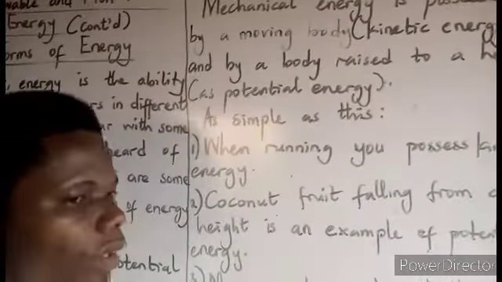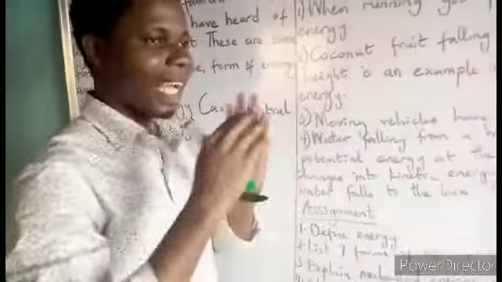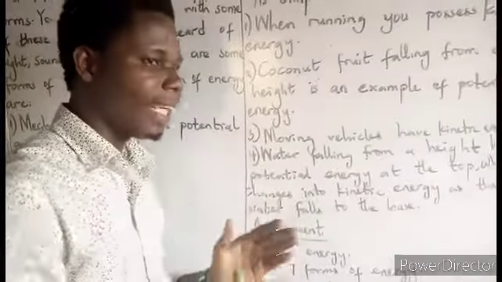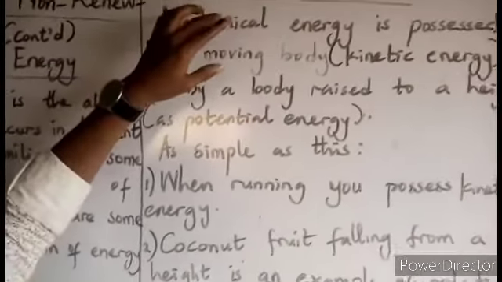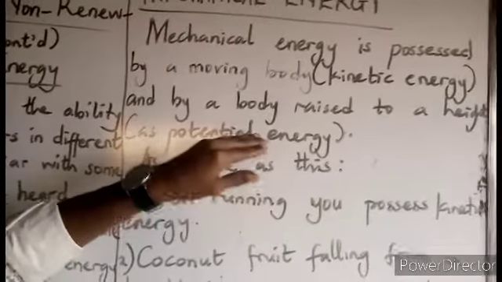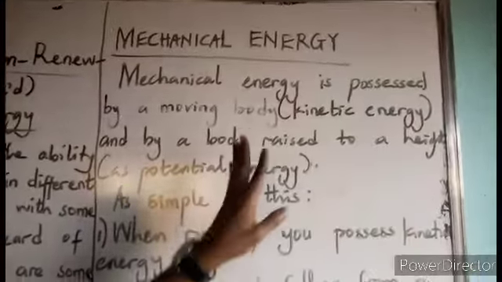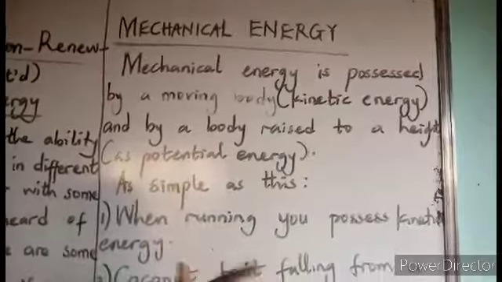That is, when a body is on motion, as a person is running. Take note, when somebody is running, as the person is running, the person is possessing what they call kinetic energy. So a body that is on motion or that is running possesses what they call kinetic energy. Please take note. While potential energy is the second type of mechanical energy. Potential energy is possessed when the body is raised to a height. When the body is raised to a height, then such body possesses potential energy.